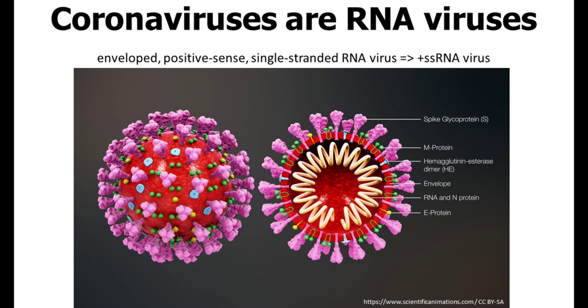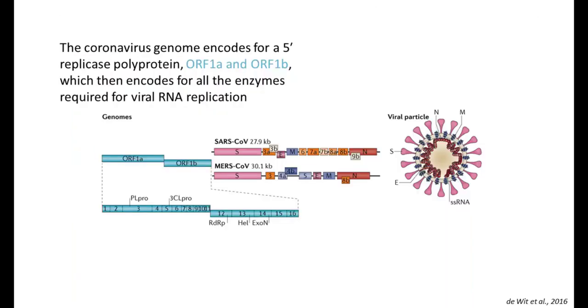Now, these coronaviruses have a large genome, which ranges from about 27 to 33 kb. The coronavirus genome encodes a 5' replicase polyprotein, ORF1A and ORF1B, and that, in turn, encodes all the enzymes that are required for viral replication. You see on the left in the blue, those are the ORF1A and ORF1B that start from the 5' end, leading to the encoding at the 3' end for the structural proteins: the S, the E, the M, and the N proteins, spike, envelope, membrane, and nucleocapsid proteins.